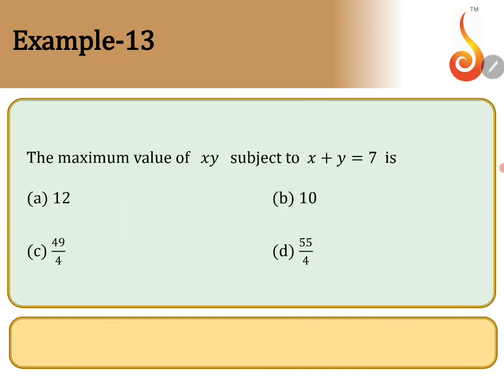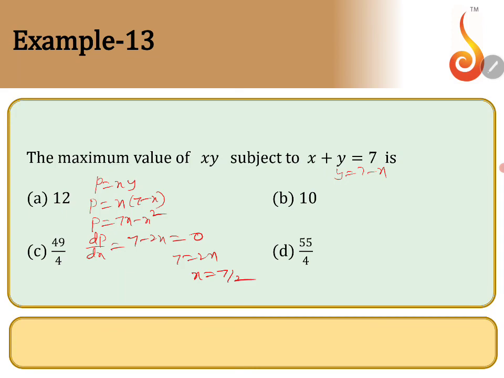Okay, then next, what is the maximum value of xy subject to x plus y equal to 7? That means y is equal to how much will I get here? 7 minus x. So that means some product is given to you, xy. Therefore p is equal to x into what is y? 7 minus x. p is equal to 7x minus x square. Differentiate. dp by dx is equal to 7 minus 2x. For max or min we need to put first derivative equal to 0. Hence 7 is equal to 2x. Hence x is equal to what? 7 by 2.